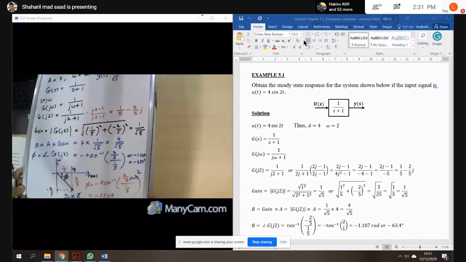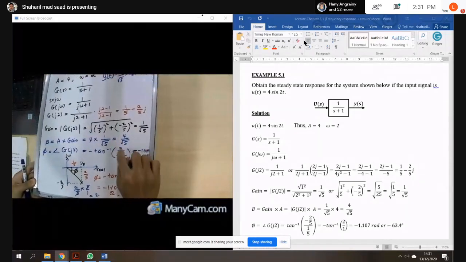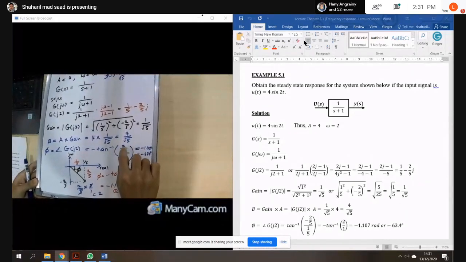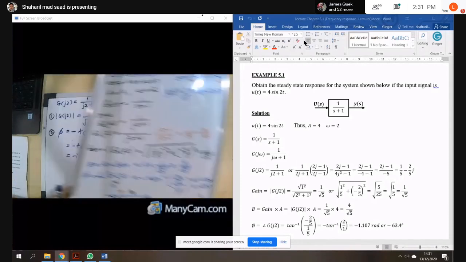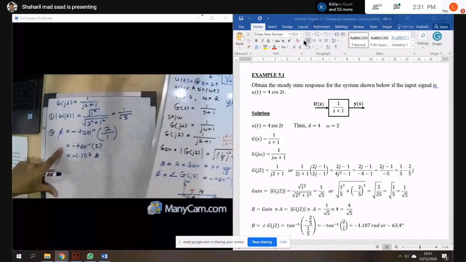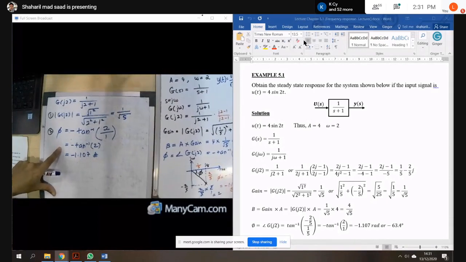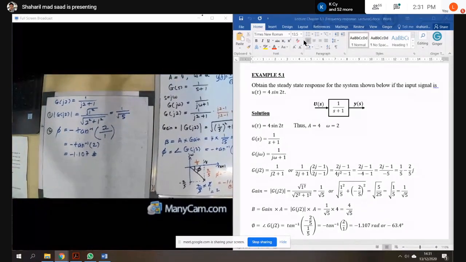If you do it like the one before, it's 2 over 5 divided by 1 over 5. You get 2 over 5 times 5 over 1, you get 2. So it is minus inverse tangent 2, the same thing with this one. Yeah? You want me to repeat again?